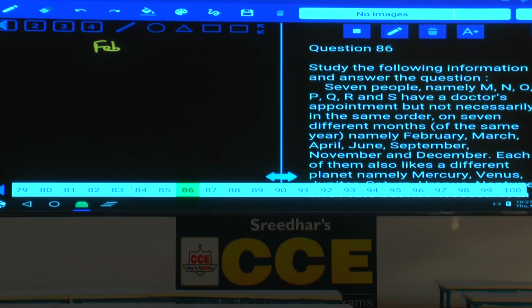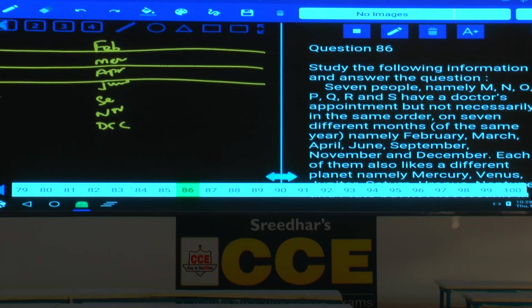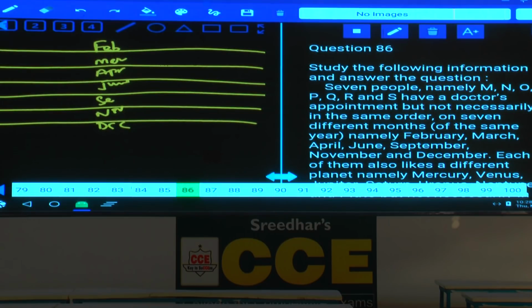Feb, March, April, June, September, November and December. Now how many months are there? There are 7 months. And in total we have 7 months. Now 7 persons in these 7 months.